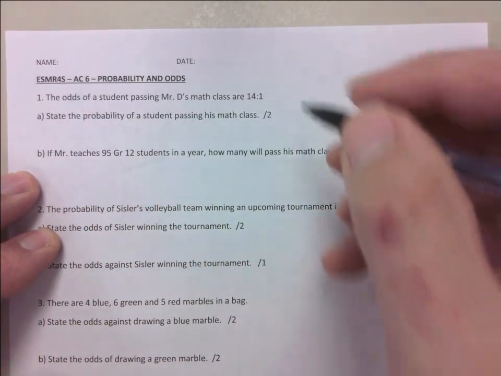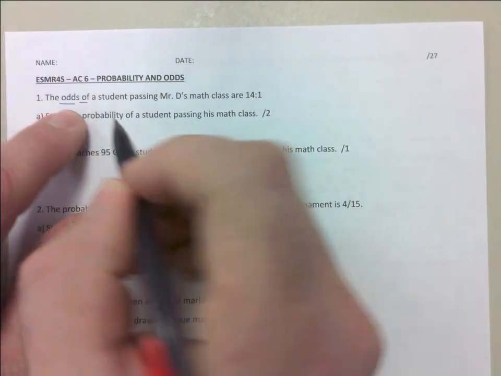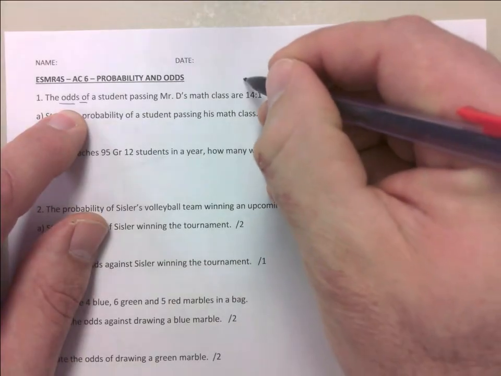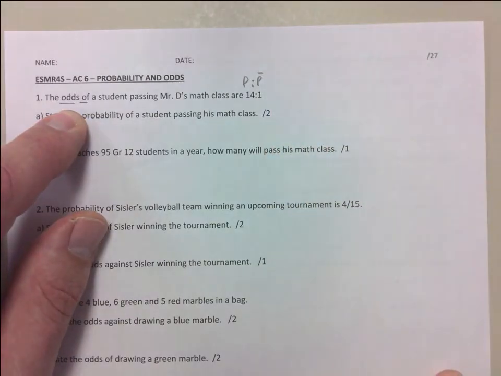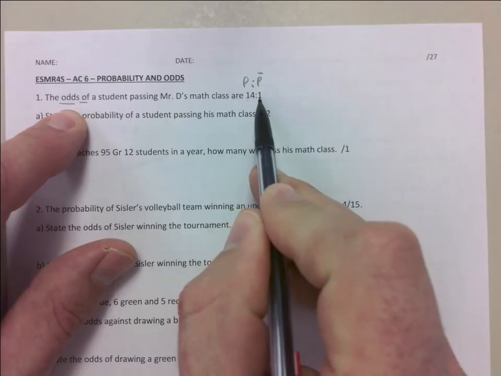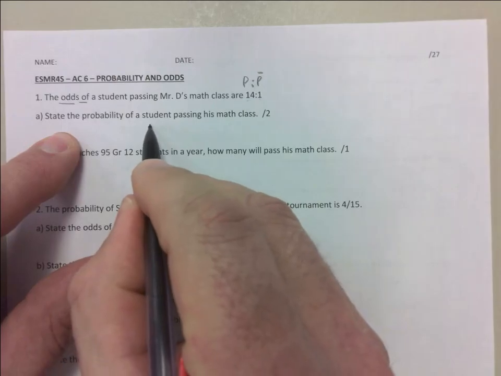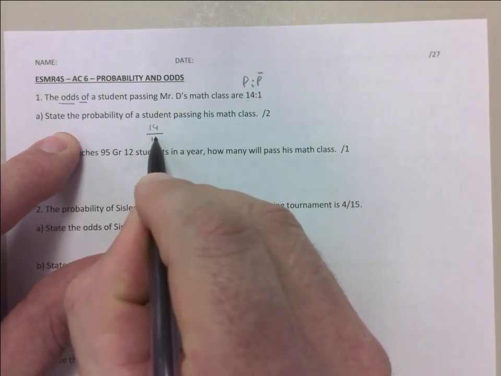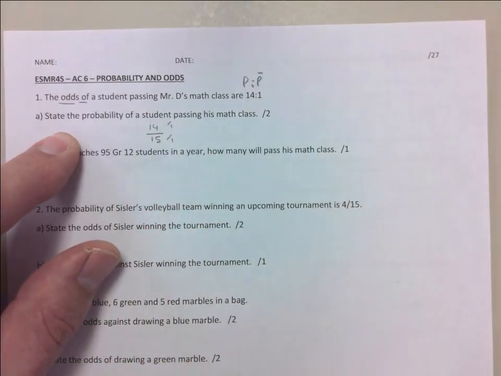The odds of a student passing Mr. D's class are 14 to 1. Because it says odds of, that's in favor, that means that the 14 represents passing, the 1 represents not passing. So out of 15 students, 14 pass, 1 doesn't. That's what this is saying. The probability of a student passing, therefore, would be 14 over 15. I'll give you 1 mark for each correct number.